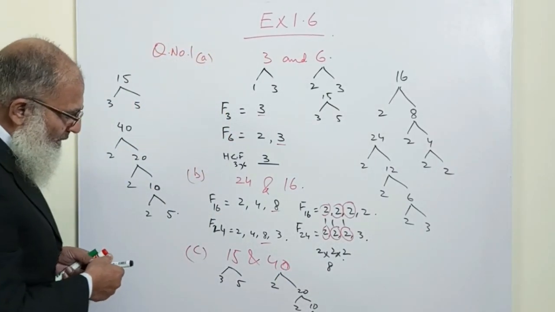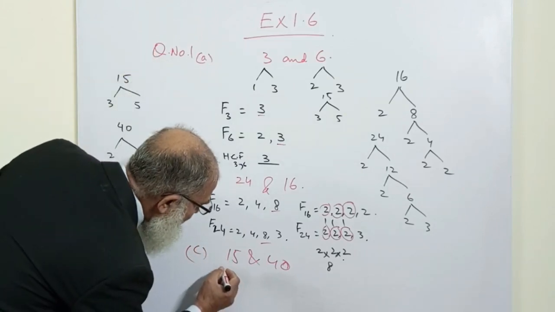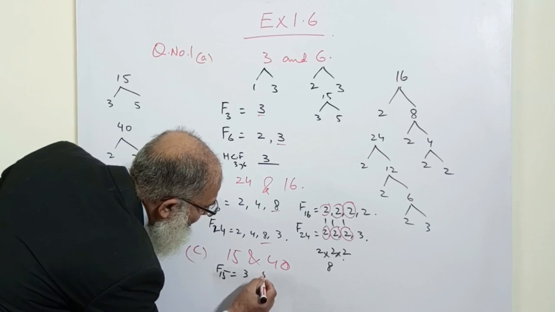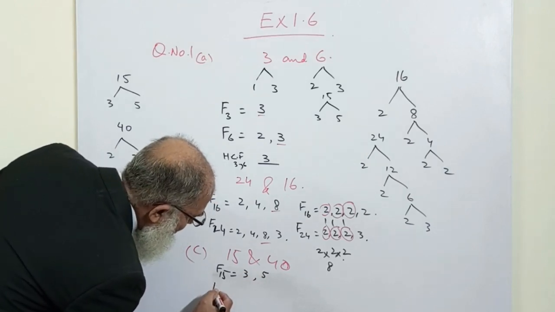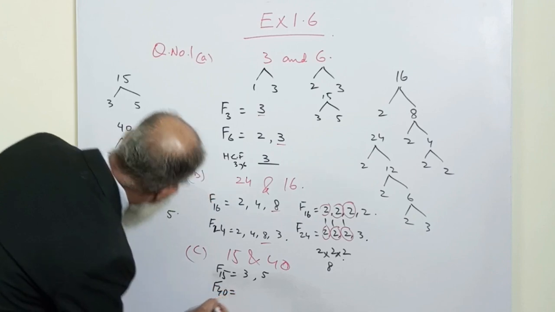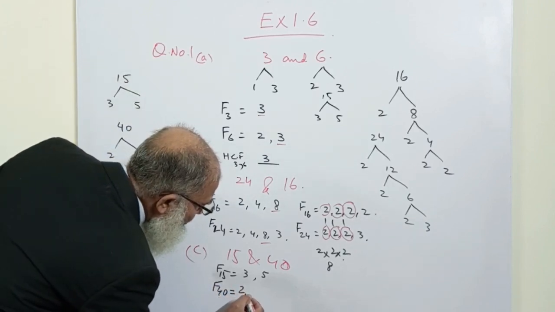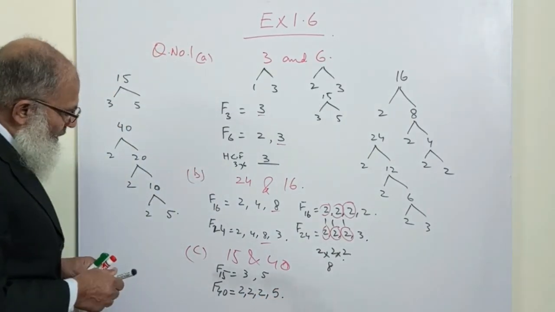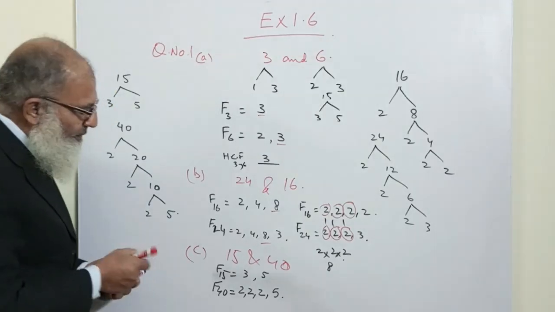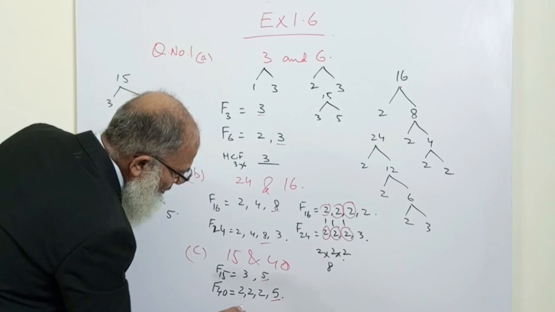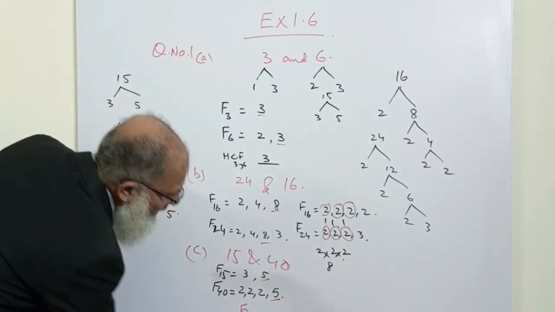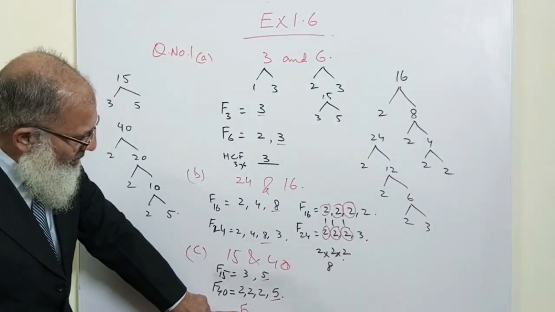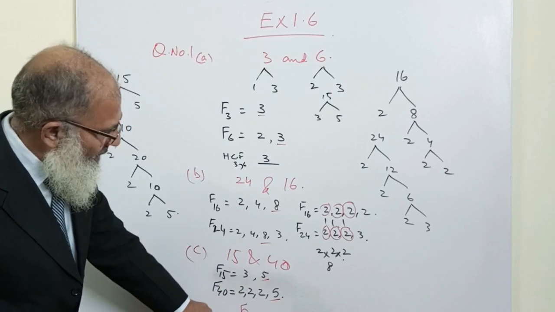So what I do is I write the factors of 15, and that are 3 and 5, and I write the factors of 40, that are 2, 2, 2 and 5. So you see, my dear students, there is only one factor which is common between the two, and that is 5. So the answer is 5. So this means that the highest common factor is 5.